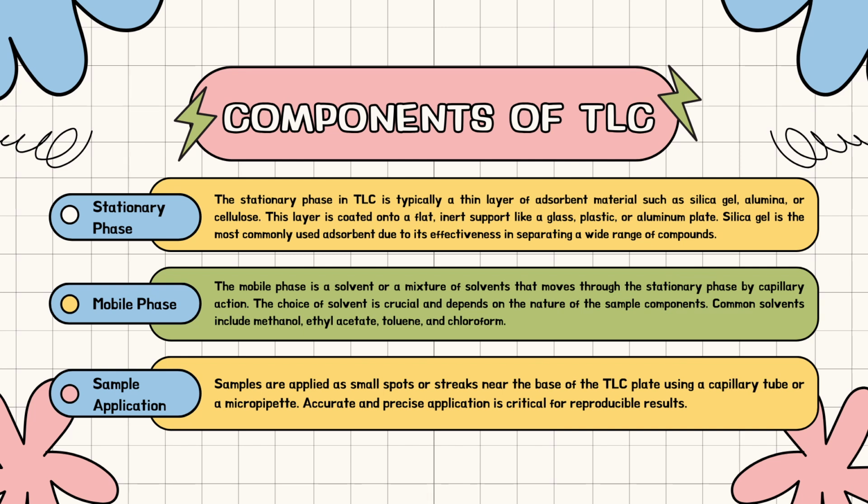Mobile phase. It is a mixture of solvents that moves through the stationary phase by capillary action. It is crucial to choose a proper solvent, depending on the nature of the sample components. You can use methanol, ethyl acetate, toluene, and chloroform.